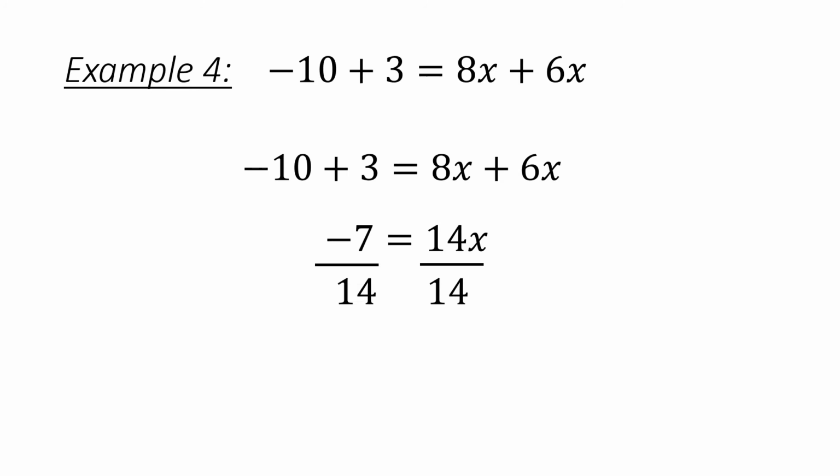And so when I do that, the 14s will cancel, and then I'm left with the fraction negative 7 divided by 14, and then I'm going to simplify that fraction down, and I'm going to get negative 1 over 2. I could get a decimal here, but I'm just going to leave it as a fraction, negative 1/2.